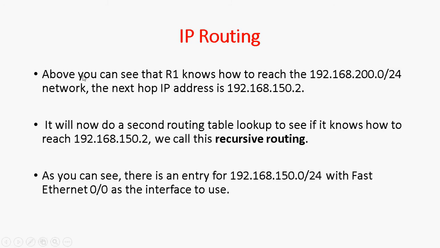Above you can see that R1 knows how to reach the 192.168.200.0/24 network. The next hop IP address is 192.168.150.2. So it will now do a second routing table lookup to see if it knows how to reach 192.168.150.2. We can call this recursive routing. These 2 points I explained in the previous slide. As you can see, there is an entry for 192.168.150.0, and this is a /30. By mistake I wrote /24; it is a /30 with FastEthernet 0/0 as the interface to use.